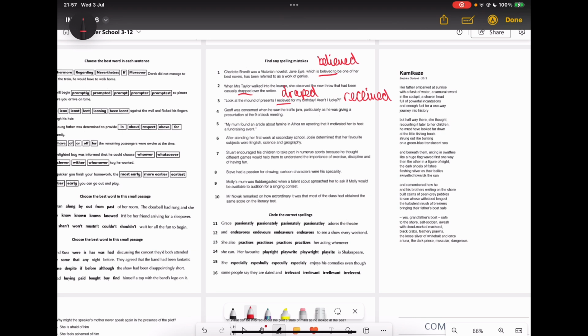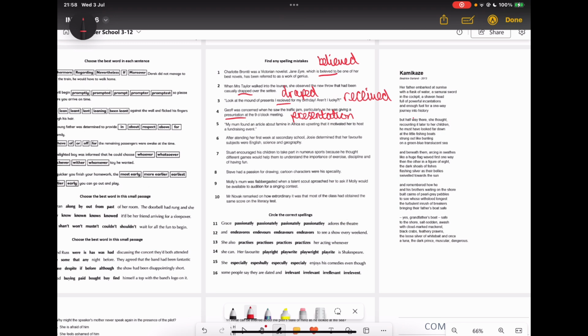So Jeff was concerned when he saw the traffic jam, particularly as he was giving a presentation at the 9 o'clock meeting. So 4 is presentation. So it should be spelled PRESENTATION. So rather than the U, it should be replaced with an E. Presentation. And then question 5.